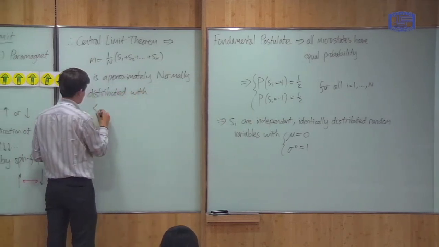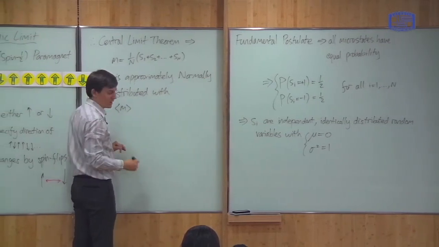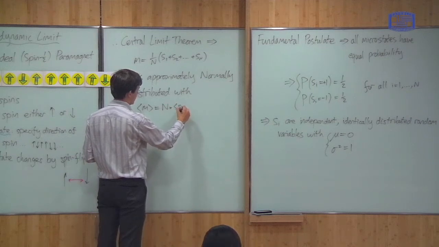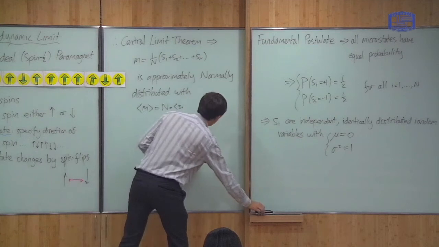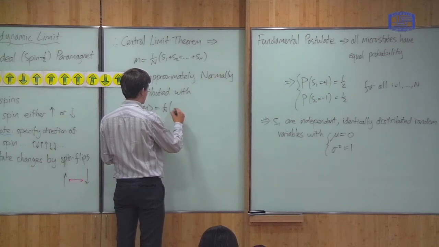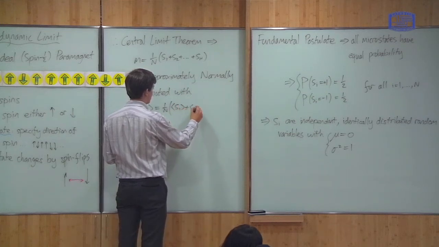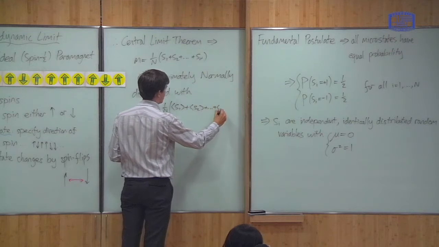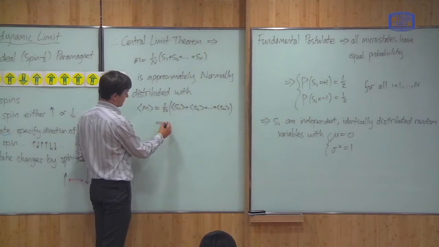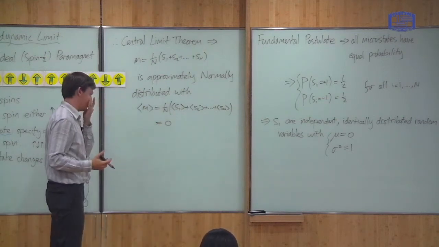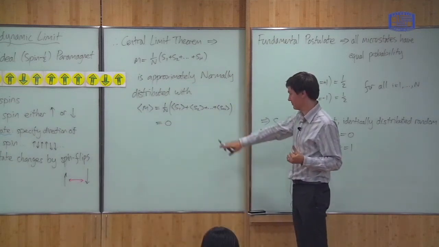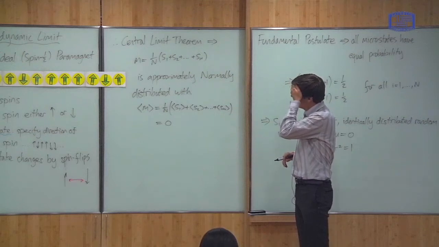With the average value just 1 over N times the average value of S_1 plus the average value of S_2 plus up to the average value of S_N. Okay, but these are all 0, so this turns out to be 0. That's obvious, right? Lots of things have mean zero. You add them together, the mean must be zero. The variance is more interesting.